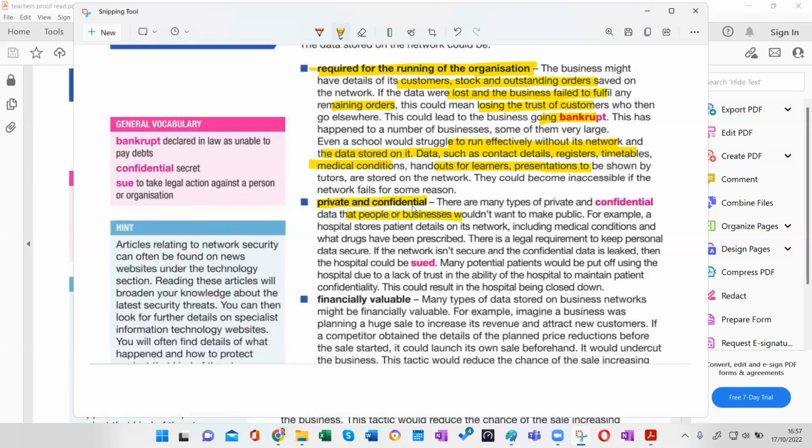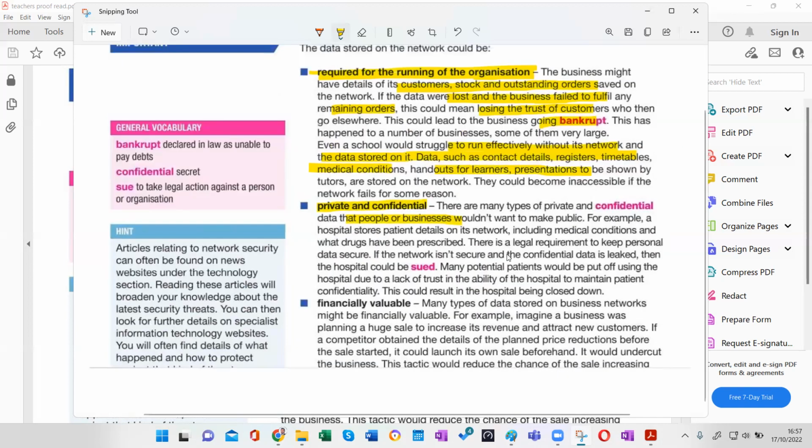Businesses might have some private information that they don't want to disclose even to the employees, because it is so important to take management decisions. A hospital stores patient details on its network, including medical conditions and what drugs have been prescribed. There is a legal requirement to keep personal data secure, right? If the network isn't secure and the confidential data leaks, then the hospital could be sued.